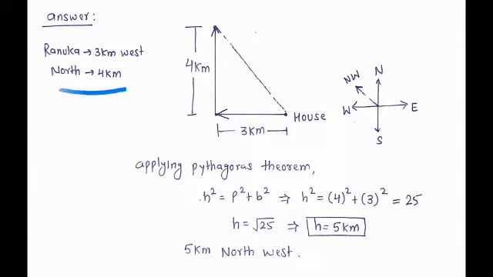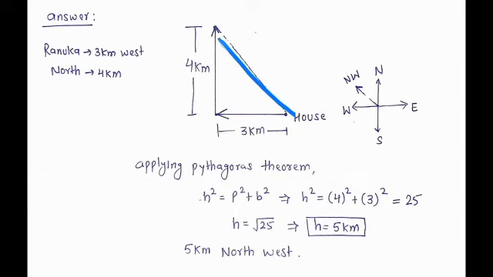In any case, north will be towards the upward direction. So from this point she needs to take a right turn in order to go towards north, and she has moved 4 kilometers. So this line is 4, this line is 3. Now he's asking how far she is from her house. So this is the end point and this is the starting point. It means I need to find this distance.